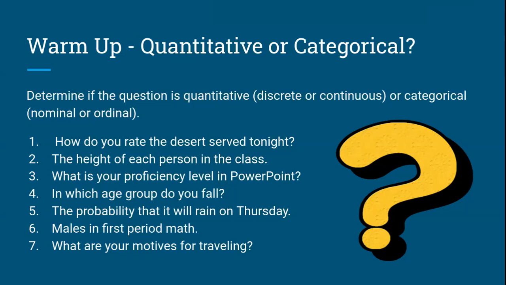So if it's males in first period, it is quantitative because we can measure it. And it has to be what? Discrete or continuous?